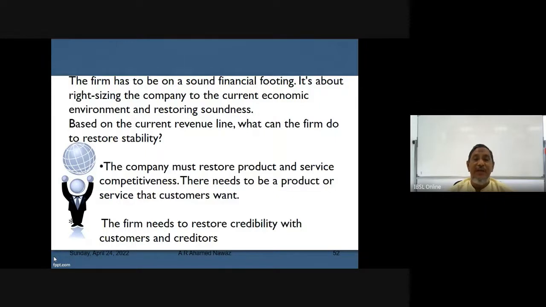Based on the current revenue line, what can the firm do to restore stability? The company must restore product and service competitiveness. There needs to be a product or service that customers want. What the consumer needs and wants has to be produced by the company, not what the company can manufacture. For example, if we take our paper corporation, Voluntary Paper Corporation, they had to manufacture what the customer wanted.